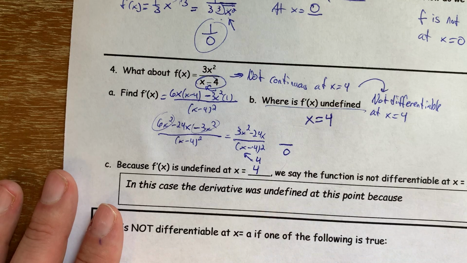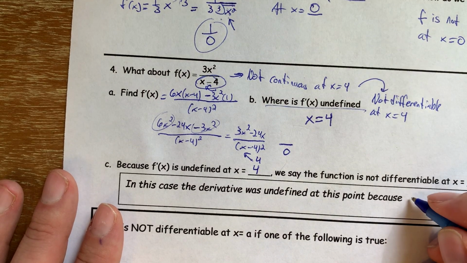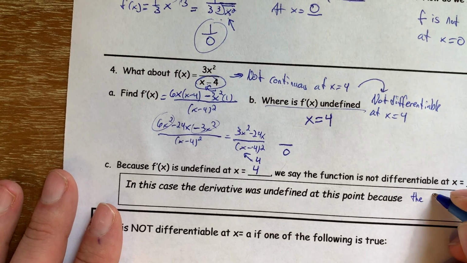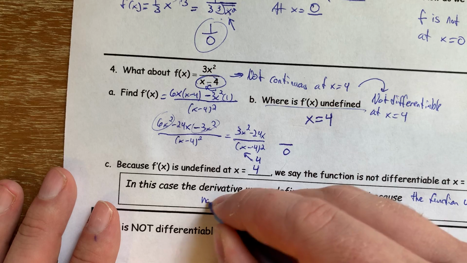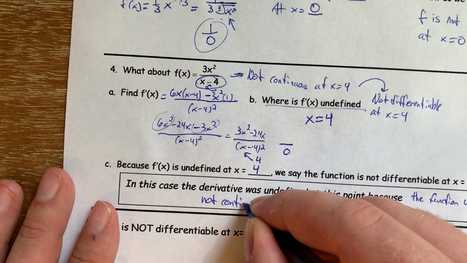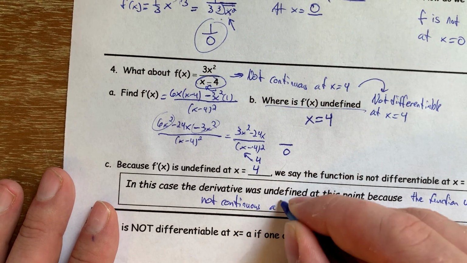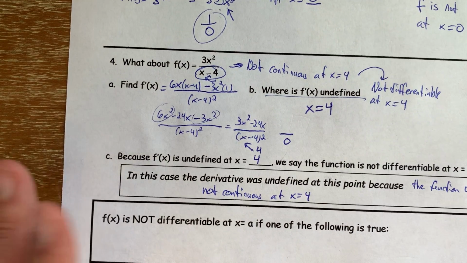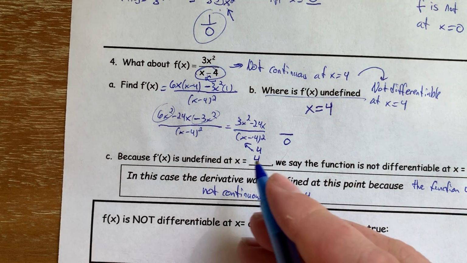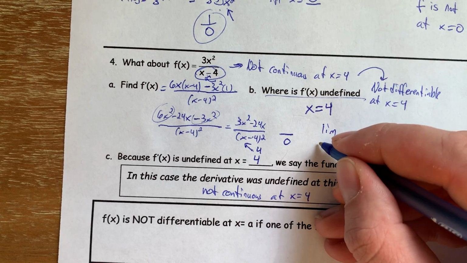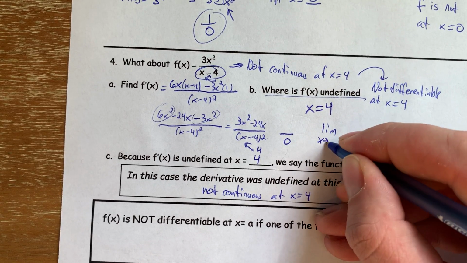In this case, the derivative was undefined because the function was not continuous at x equals 4. The function wasn't continuous. And if the function isn't continuous, then it won't be differentiable.